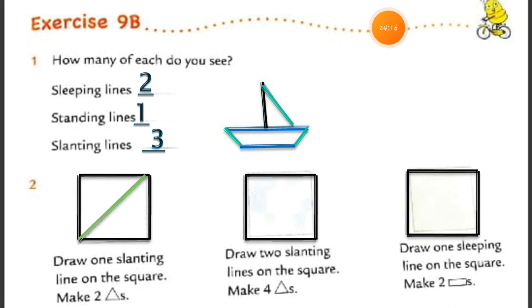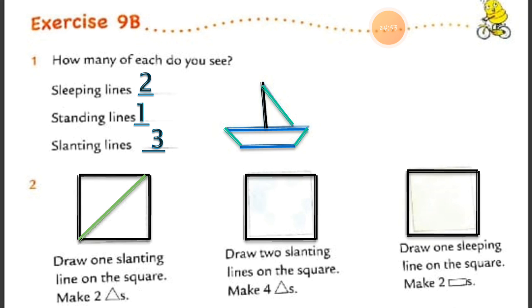Now let's go for the square number 2. What is the instruction given below the square? Let's read the instruction here. Draw 2 slanting lines. What do we have to draw here in this square number 2? In the square number 2, we have to draw the 2 slanting lines. After drawing the 2 slanting lines, the 1 square will convert into the 4 triangles.